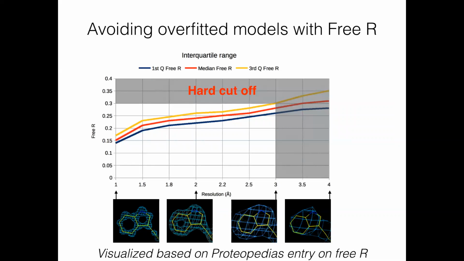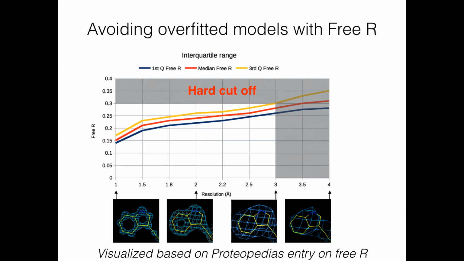And these graphs show the interquartile range. So the lowest one is the top quarter of structures, and the yellow one is the worst quarter of structures.